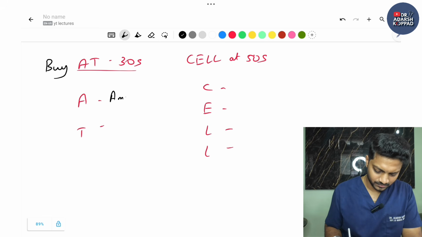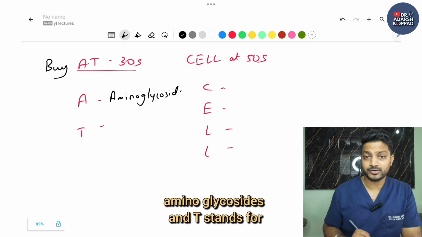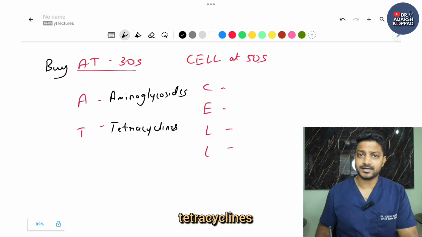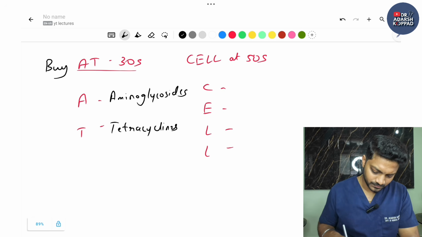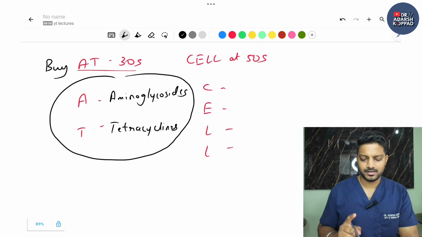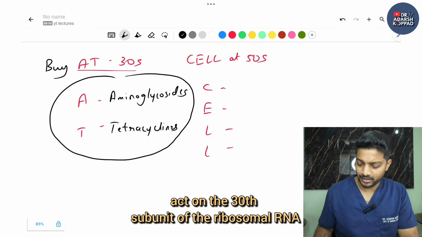A stands for Aminoglycosides and T stands for Tetracyclines. And these two act on the 30S subunit of the ribosomal RNA.